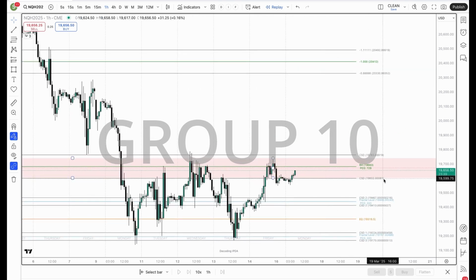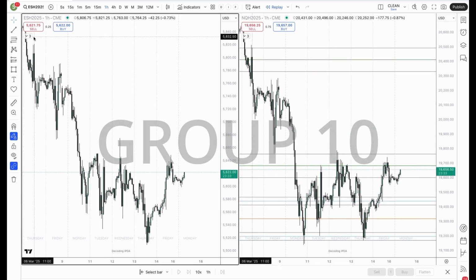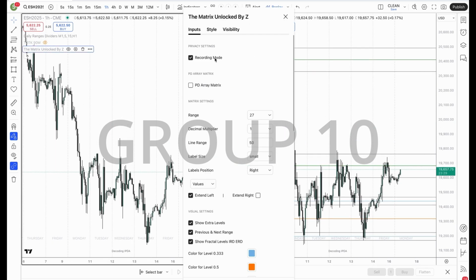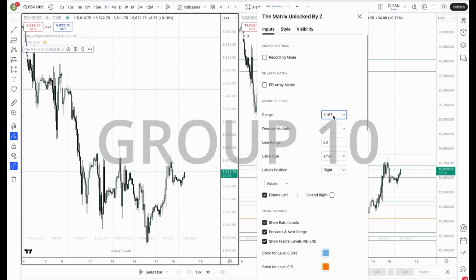Now what we're going to do is apply ES to our analysis, because we've just been looking at NASDAQ, but we're now also going to look at ES. Now first thing we need to do is identify which range to use on which time frame. Start with the bigger range and work from there.